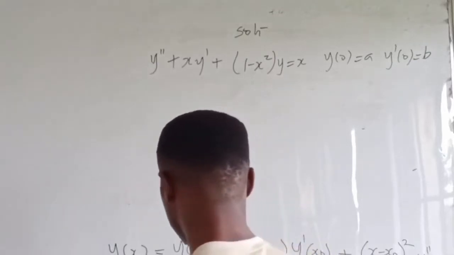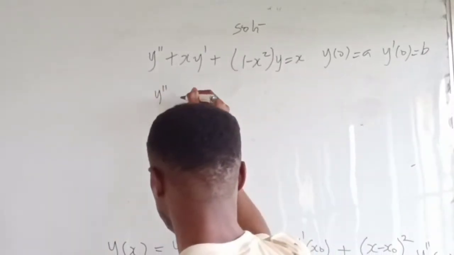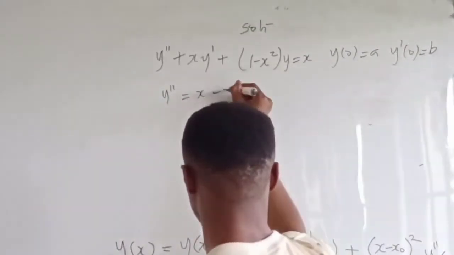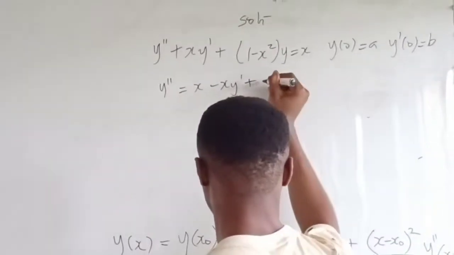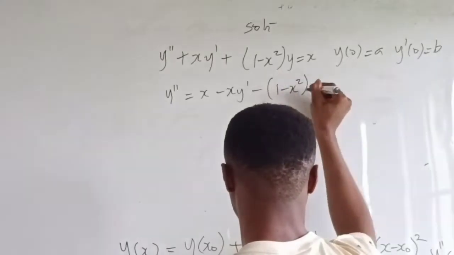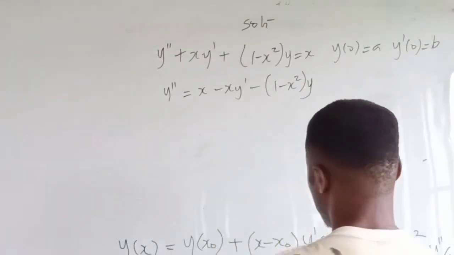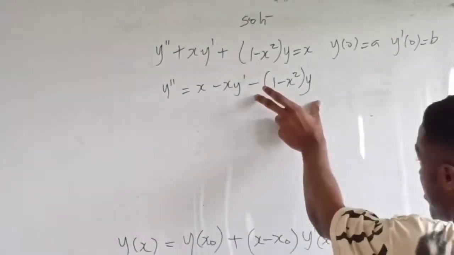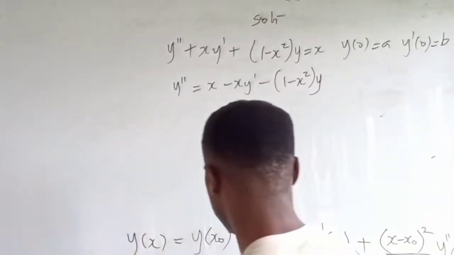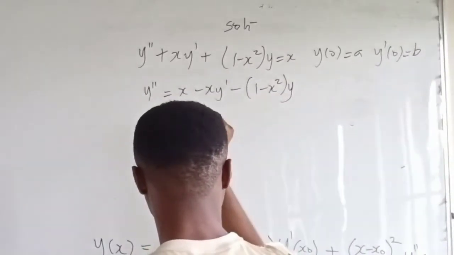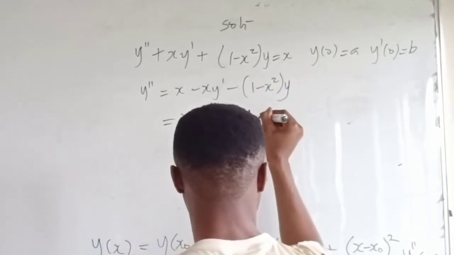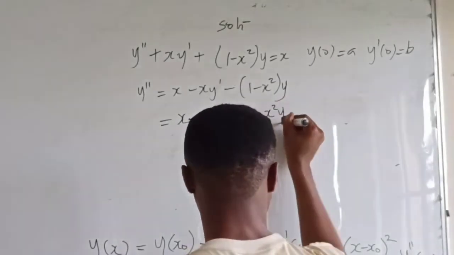So making it the subject of the formula, we have that y prime prime is equal to x minus xy prime minus (1 minus x squared) y. I would advise you to expand this in case you have something like this, to have a more understandable solution. So you have x minus xy prime minus y plus x squared y.